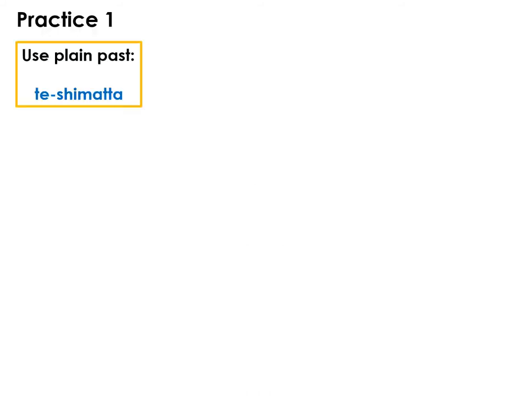Now let's do some drills. Try to say these in Japanese using the te-shimau conjugation in the plain form. So, te-shimau. The Japanese translation of the verbs are written underneath the English word to facilitate things.